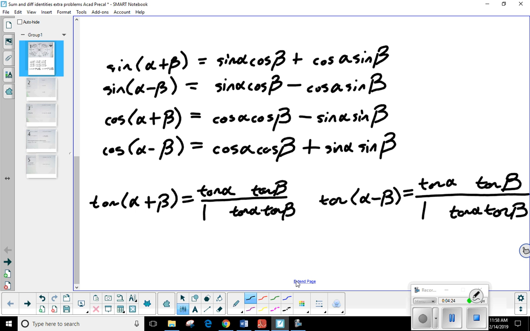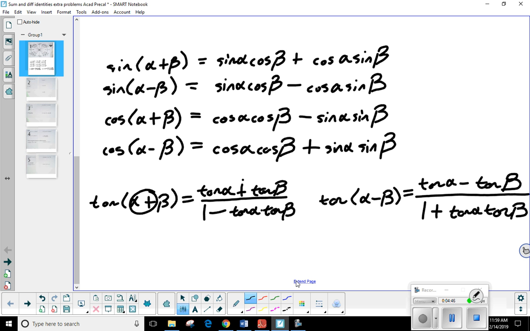Like what would go right here? Plus. Whatever operation you have for tangent, keep that operation up top. It's the denominator that switches it. That'll go to the minus. Right, Andrea? Correct. Okay. So if this one is tangent of a difference, we keep the difference, but then go to a plus. Okay. So those are my identities.